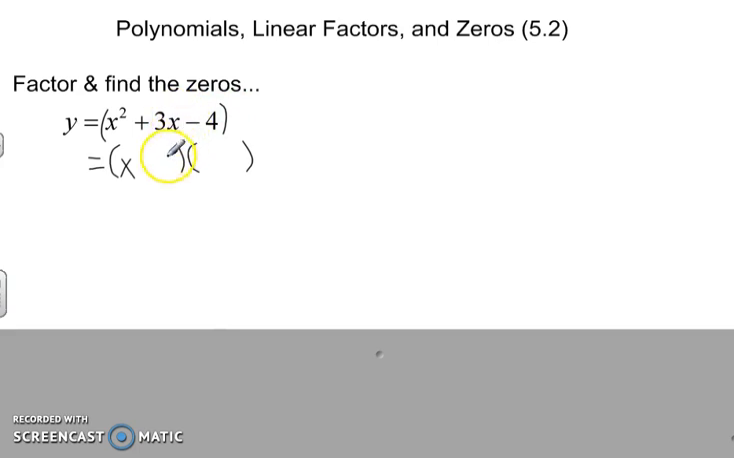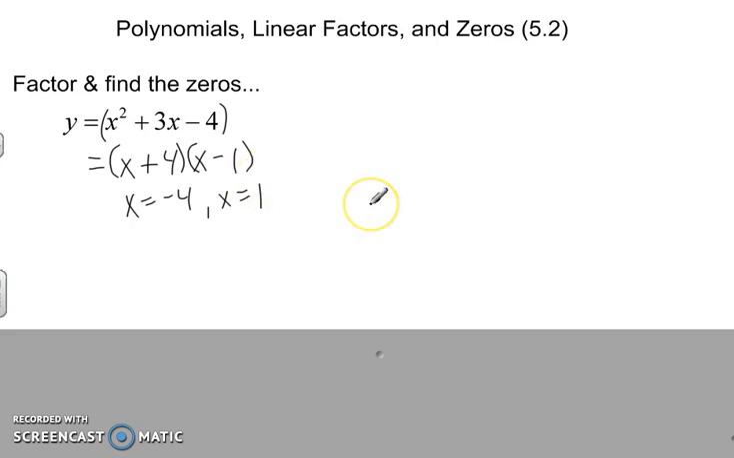Let's see, 2 and 2 don't work, maybe 4 and 1. It's positive 3, so plus 4 minus 1. So the solutions would be at x equals negative 4 and x equals 1.